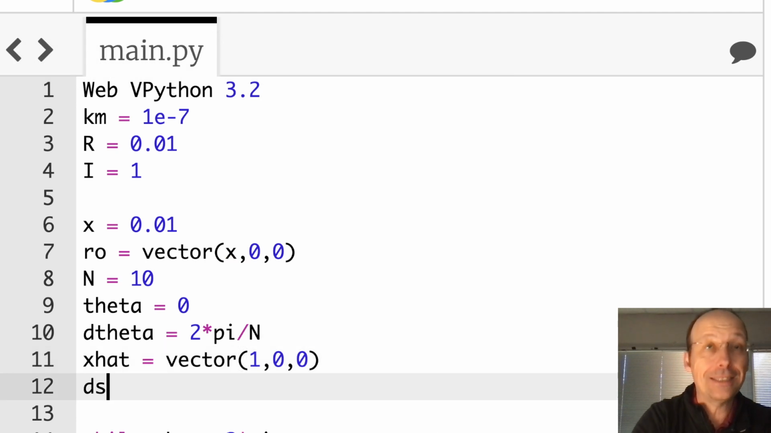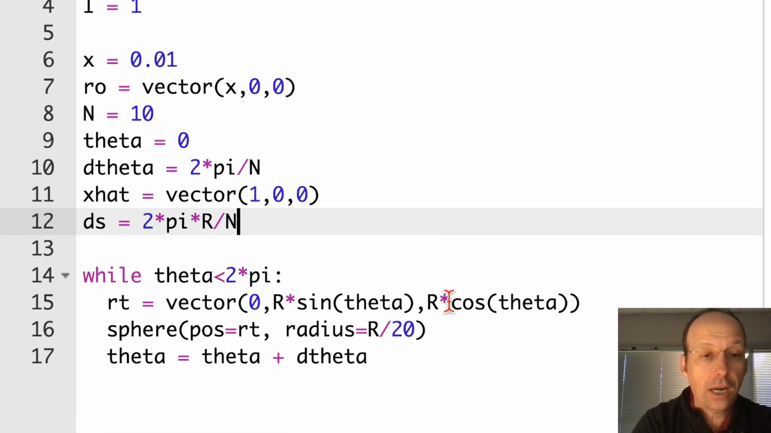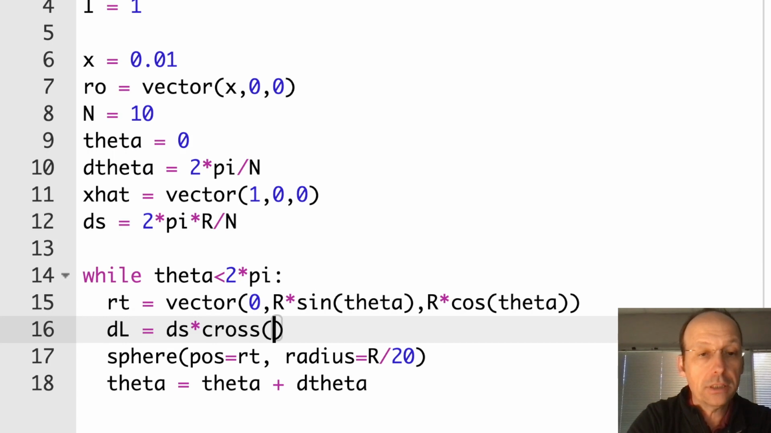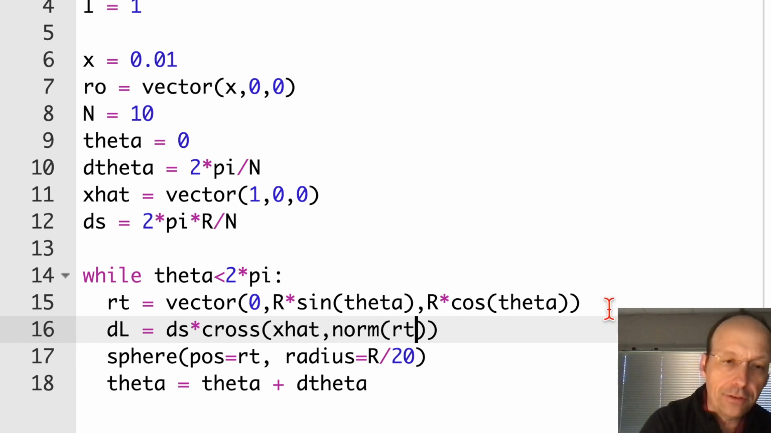I need ds. ds is going to be 2 times pi times r over n, right? That's how long each piece is. And then down here, I can make my dl. dl is going to be equal to ds times cross x hat norm rt, right? I have to do that norm rt because I don't want the r in there, although it would still work. You could just fix it with ds. But that gives me just a direction, and that's my length, and that's my dL vector.